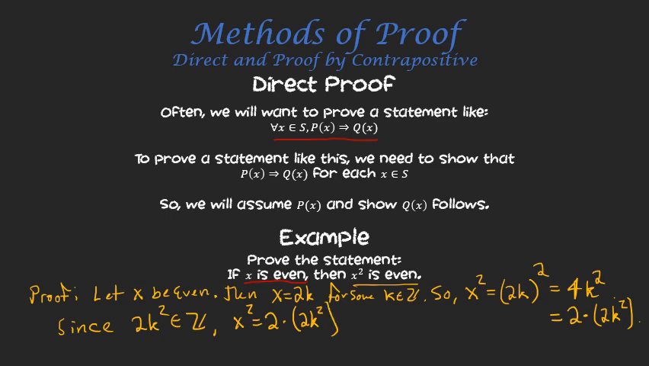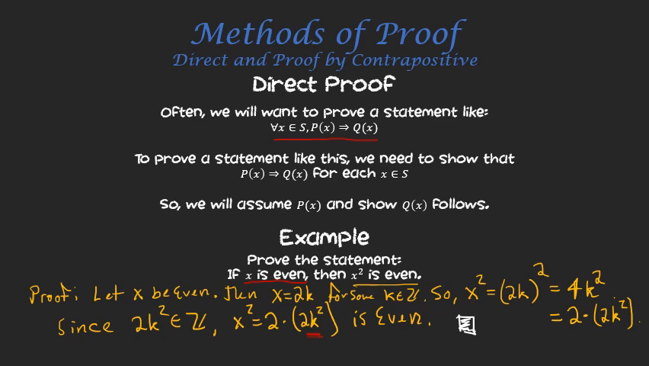So look at what we've done. We've written x squared as 2 times some integer, and that integer being 2k squared. So x squared is 2 times 2k squared. We know that that must be even then, because 2k squared is an integer. And that's it. So we assumed x was even. We used the definition of even. We investigated what x squared would then be, and we saw that we could write x squared as 2 times another integer. Hence, x squared is even. So we assumed the hypothesis and showed the conclusion, and our proof then is done.